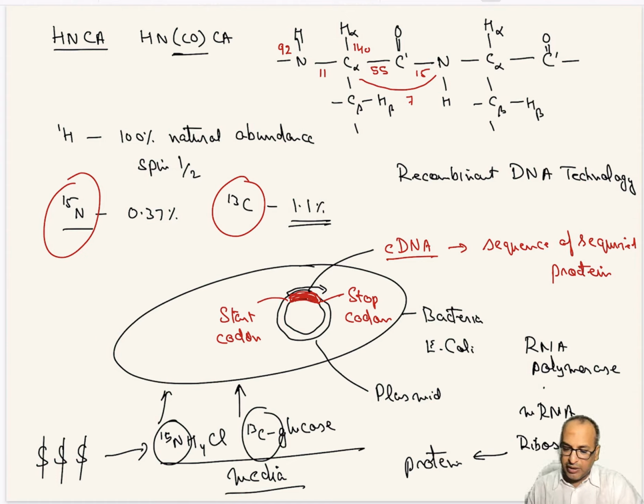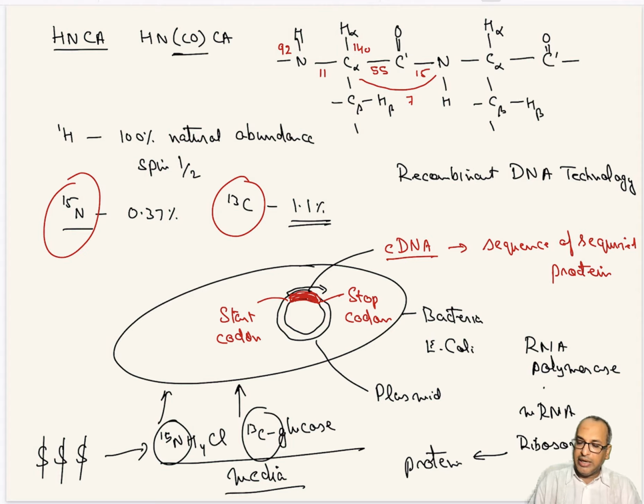But having said that, this is routinely done in most structural biology labs now, and we don't work only on the proton-proton correlation. So we do use proton-nitrogen and proton-carbon correlations. All right. Okay. So this is how we get labeled molecules.